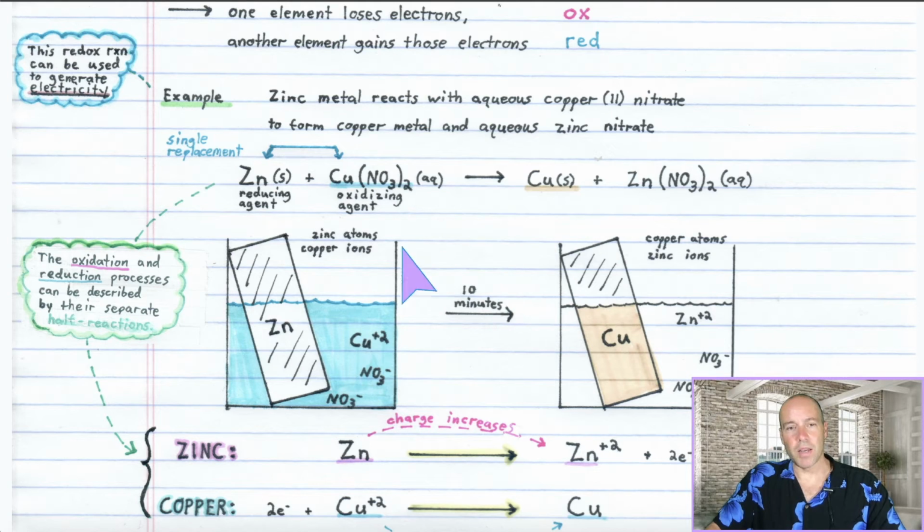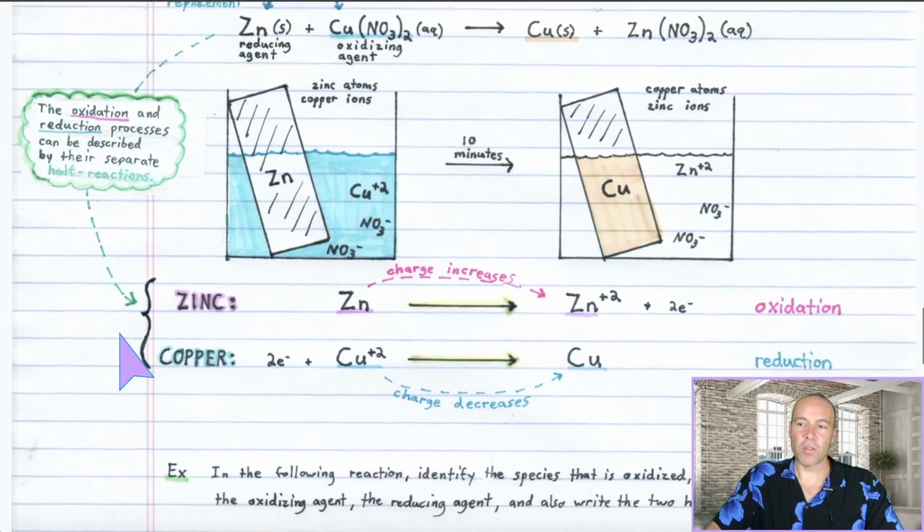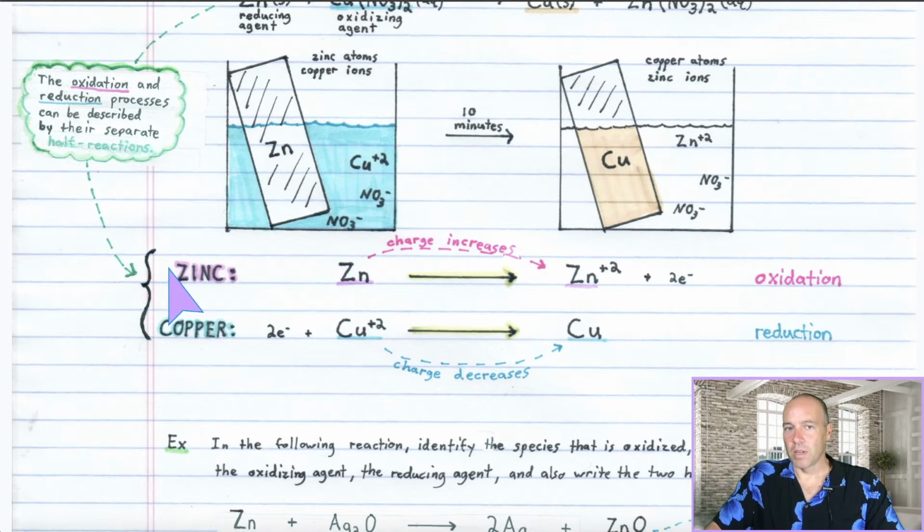Now, these oxidation reduction reactions can be examined separately. The two processes can be described by what are called half reactions. And what a half reaction is, it's like a partial chemical equation. It's a part of a chemical equation. So if you just focus in on the particle that's being oxidized, it's the zinc. Zinc atoms turn into zinc plus 2 ions. And each time one of them turns into a plus 2 ion, it must release 2 electrons. So there they are. And you write the electrons in the half reaction.